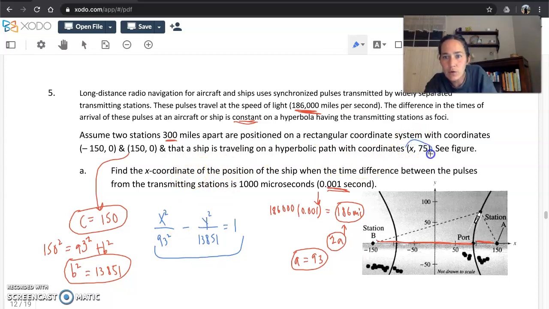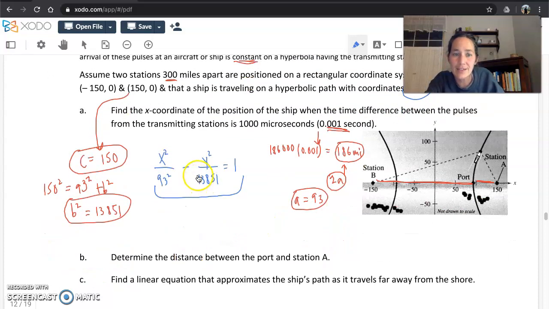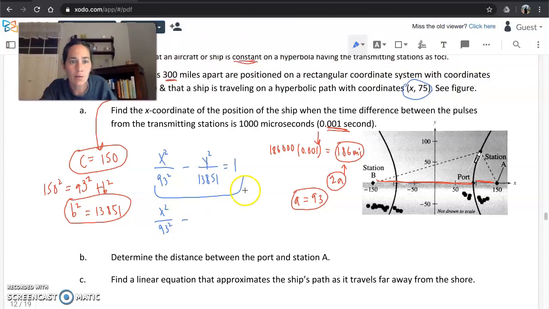And find the x-coordinate of the position. Well, we've got these coordinates x comma 75. We have enough to do a plug-in like the last step of the last question, whereas 75 goes in for y. We're trying to find x. So x squared over 93 squared minus 75 squared over 13851 equals 1.